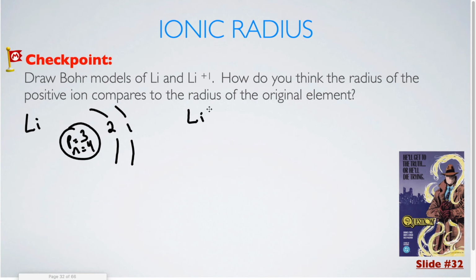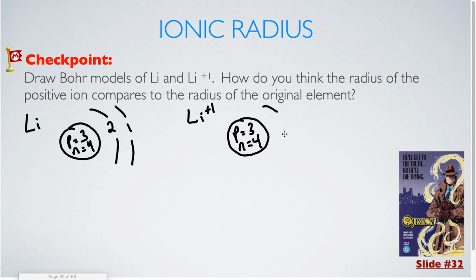Now when this becomes an ion, we know it's going to form a +1 charge. What does that actually mean? The nucleus is going to remain unchanged. We don't add or subtract protons. That would change the identity of the atom. And we're not going to change the number of neutrons either. So the nucleus is going to be identical whether we are talking about regular lithium or lithium +1.